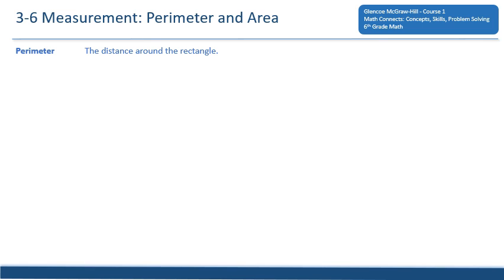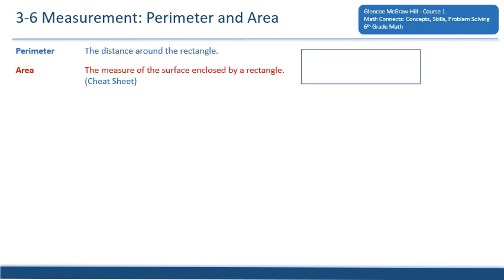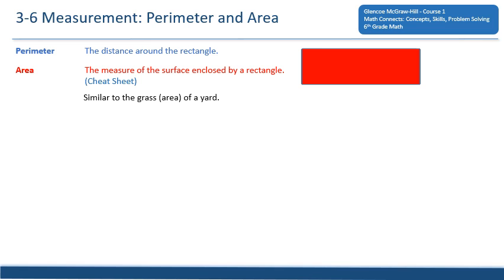Perimeter, the distance around the rectangle. So that is the exterior of a rectangle. Area, the measure of the surface enclosed by a rectangle. And you can think of the area as similar to the grass area or surface of a yard. Remember, the perimeter is similar to the fence of the yard.